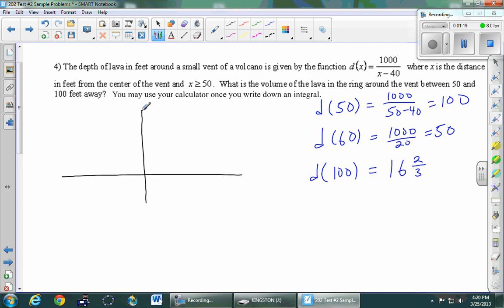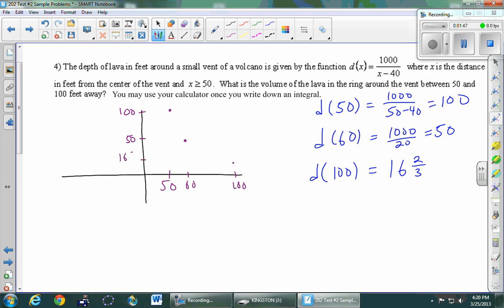So what's going on here? Well, we've got these different points. We know that, this won't be to scale, but if we're 50 feet away, then the height of the vent is 100. And if we're 60 feet away, then the height is actually half. So we'll come way down here. It's only a height of 50. And then if you get out to 100 feet away, now the height of the vent is only 16 2/3.